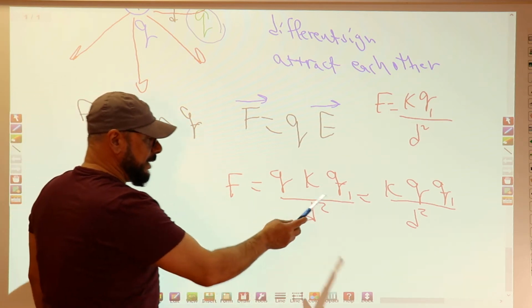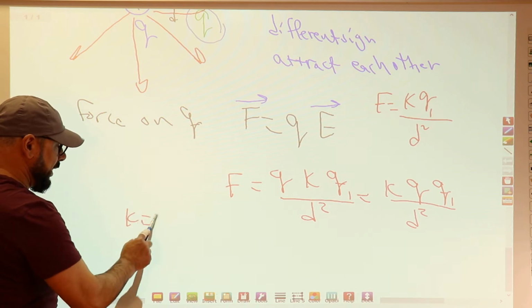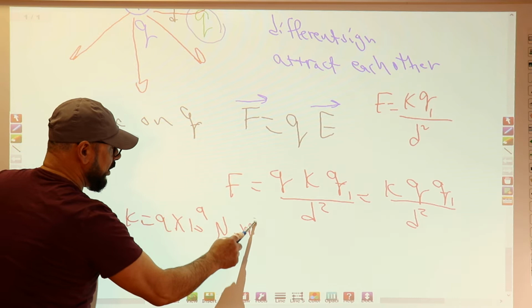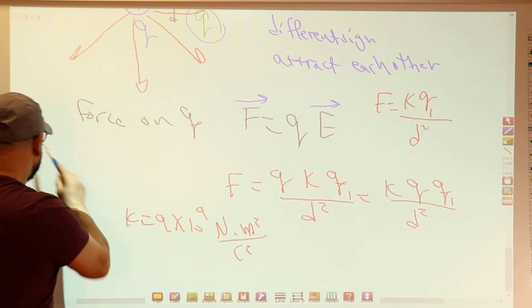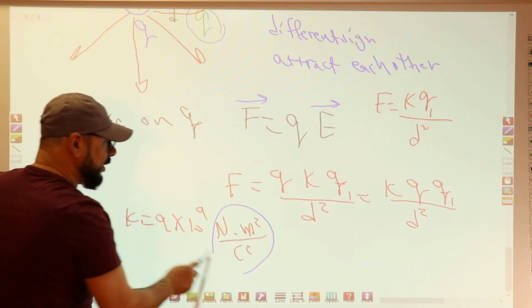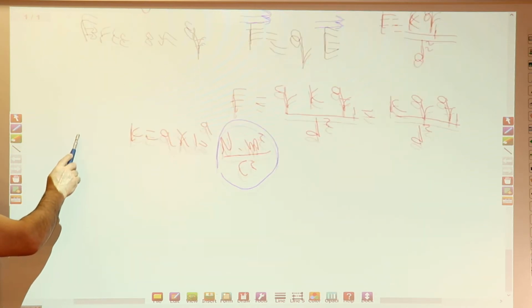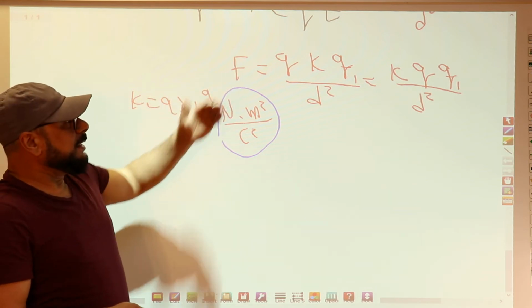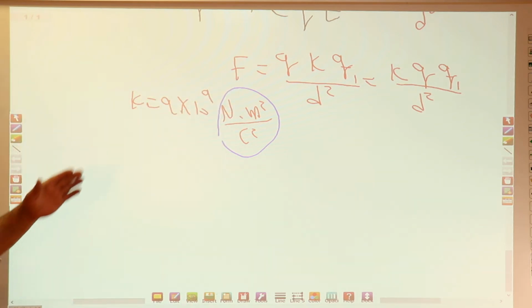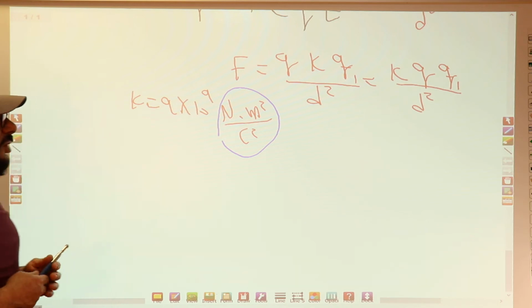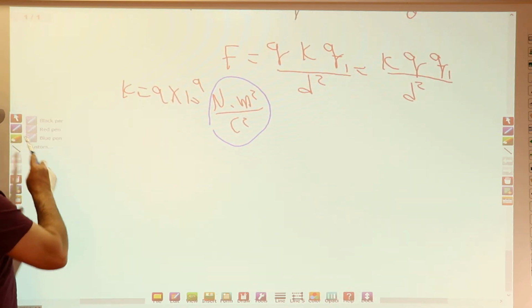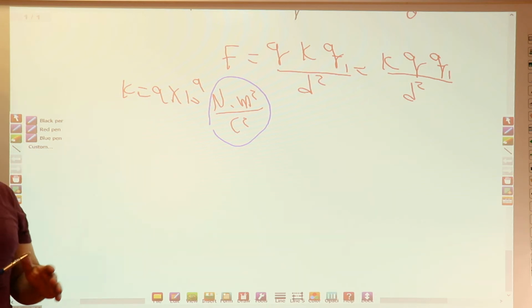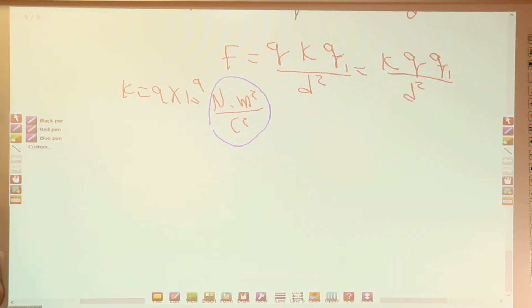Now, K, you know K is equal to what? 9 times 10 to the 9 Newton meter squared over coulomb squared. Sometimes they will ask you, sometimes they will add the unit of this. Okay, that's easy and simple. Then the force. If the charge moves, I can even calculate the acceleration or the velocity of the charge. If I know F equals ma, then I can what? Calculate how fast this charge moves. This we'll discuss in more detail in the uniform electric field.